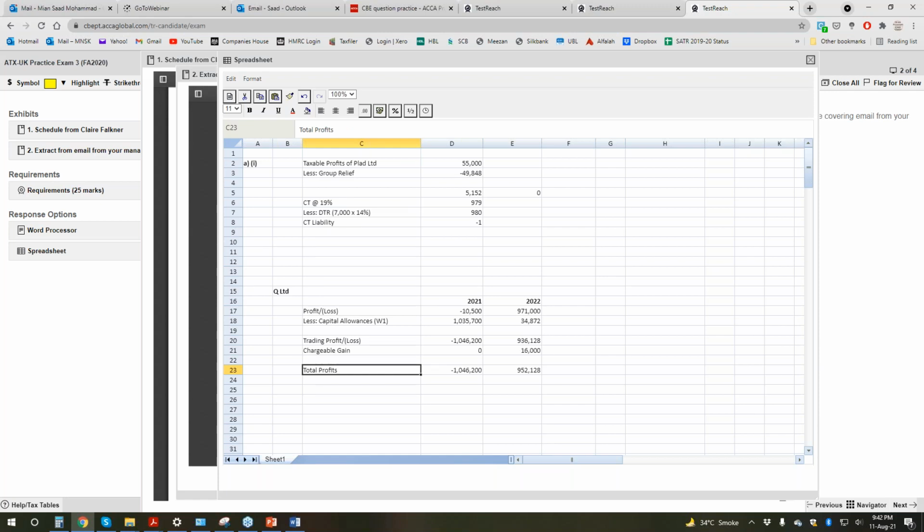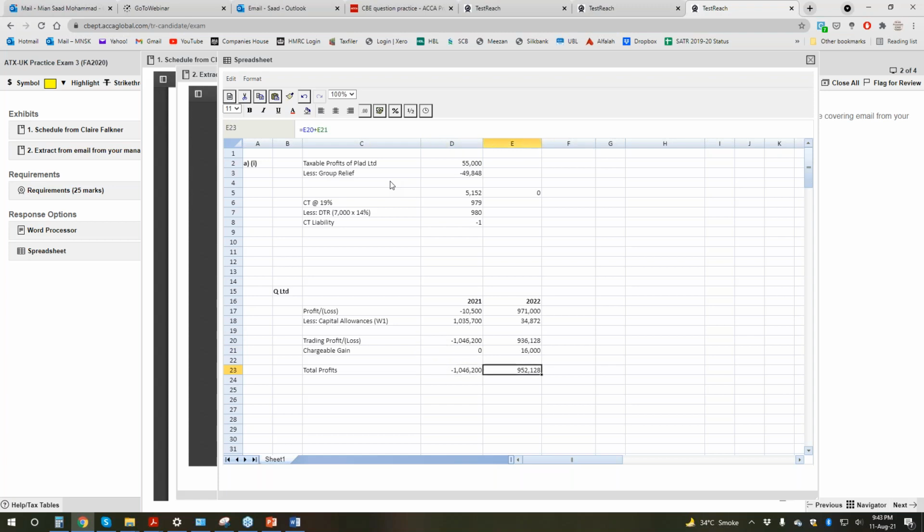Now, let's solve for P Limited for the next year. P Limited is assumed to have the same profits as per the question, that is 55,000. I then have to deduct the group relief, and then the remaining profits will be taxed at 19%. But before that, the maximum relief should be given to its own taxable trading profits.